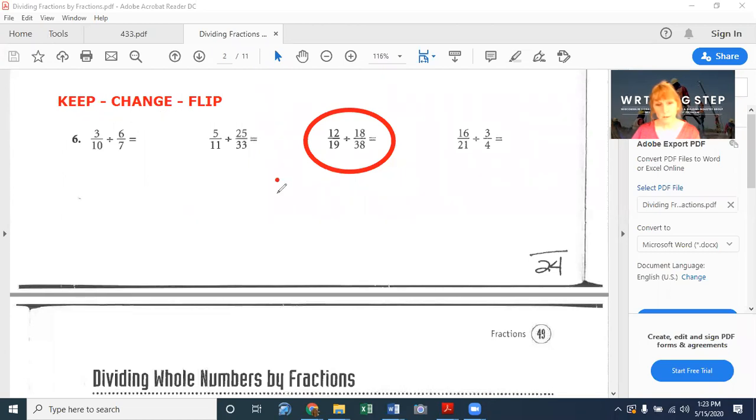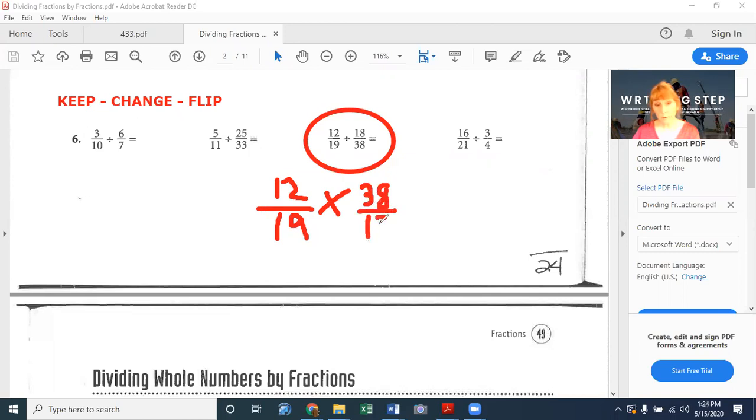12/19 is going to stay. I'm going to change the sign from division to multiplication. And then I'm going to flip the second fraction. 38 is going to go on the top, and 18 is going to go on the bottom.